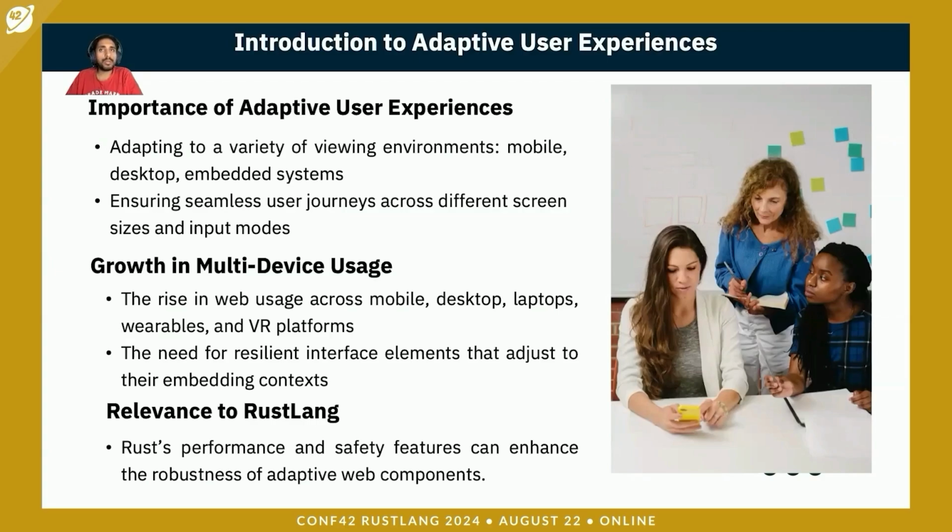Now, you might be wondering, where does Rust fit into this picture? Rust, with its emphasis on performance and safety, offers unique advantages when building adaptive web components. It helps create robust, efficient, and secure code that can handle the demands of modern web applications. As we move forward, we'll see specific examples of how Rust can be integrated into responsive web design.